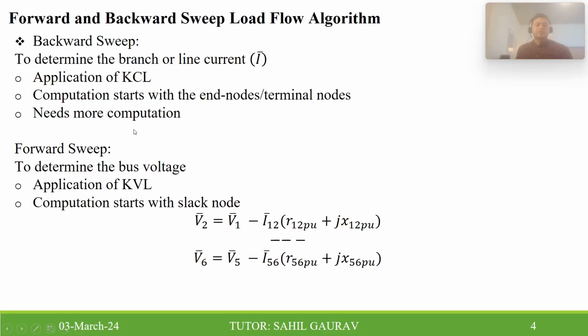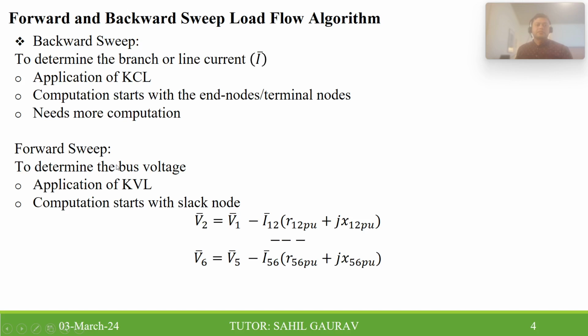So in the backward sweep, first we compute the load current and then we find the line current. So it requires two expressions. That's why it needs more computation than the forward sweep. Since in backward sweep we find first the load current, and with the help of load current we find the line current, there are two expressions involved in the backward sweep, so it requires more computation than the forward sweep.